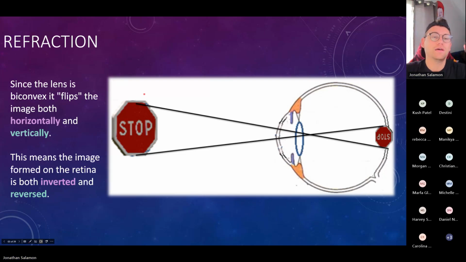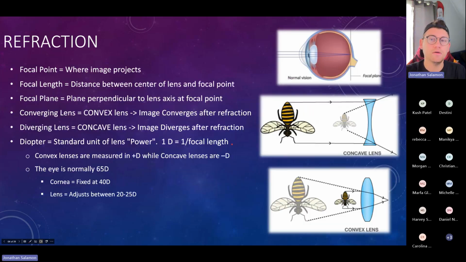Because the eye is convex on both sides, it's biconvex. It flips everything that we see in both directions. It flips it horizontally and it flips it vertically. So everything is both inverted and reversed when it's projected onto the retina. So like everything else in neuro, it's completely backwards. And then obviously your brain accommodates for that based off of the way that the nerves are run and distributed across the back of the retina, right?